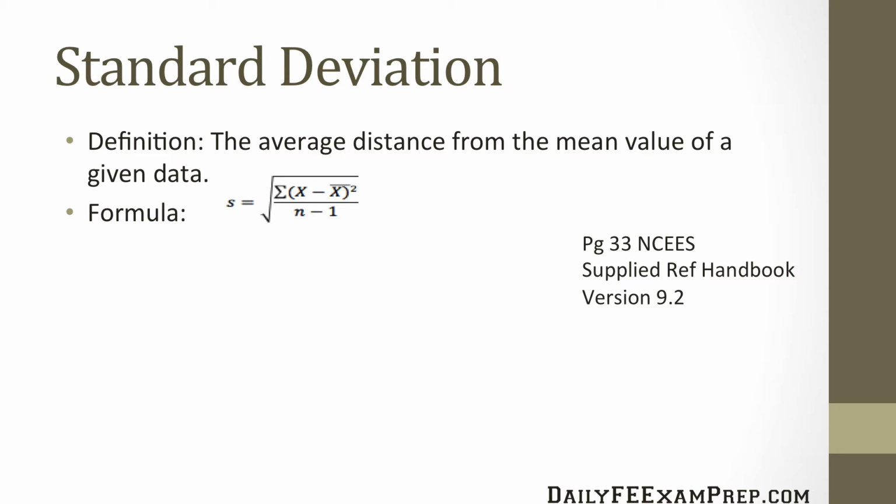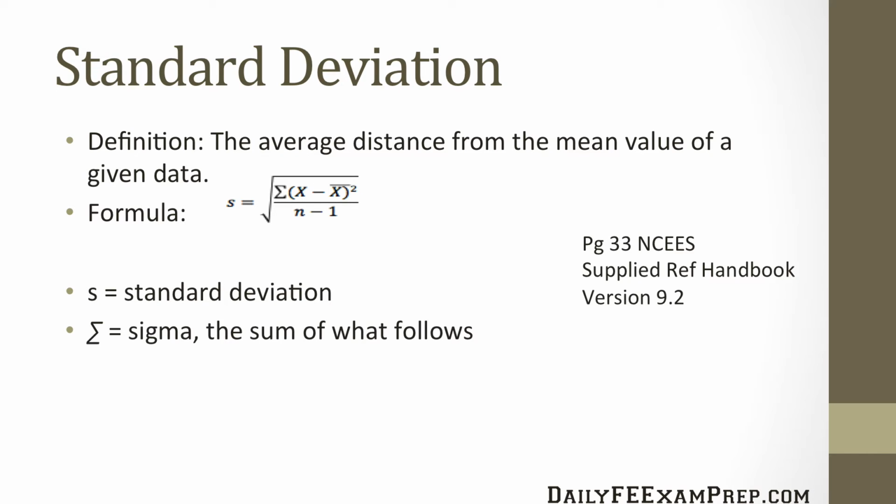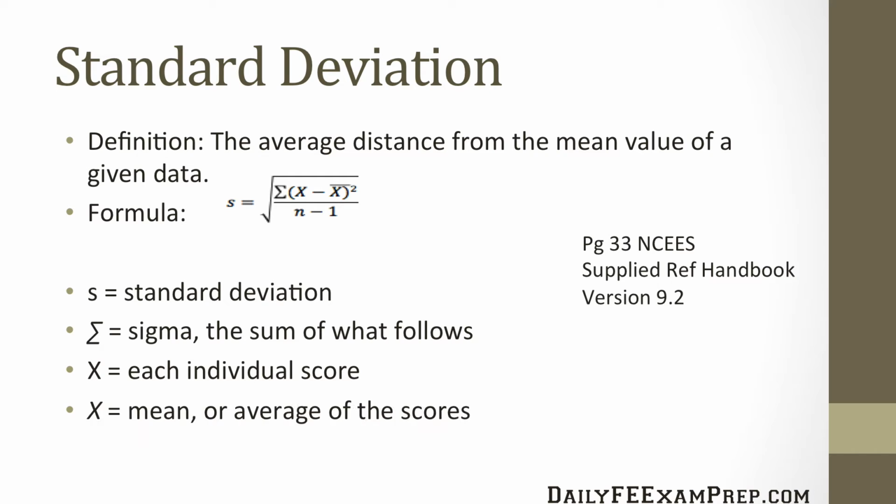S, which is the standard deviation, is equal to the square root of the sum of each data point minus the mean value of that set of data points, squared, divided by n minus 1, where S is the standard deviation. Sigma is the sum of the (x minus x bar) squared. X is equal to each individual score, and x bar is the mean or the average of the scores. Okay, so x bar didn't show up in the lesson, but that's what that is. And n is our sample size.